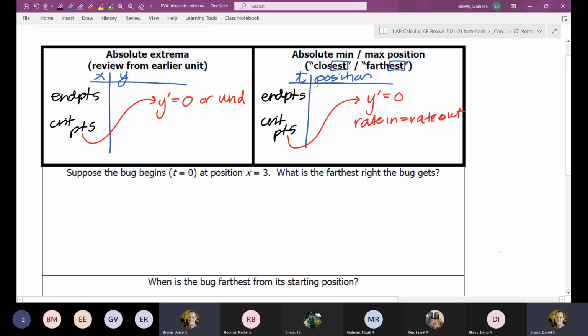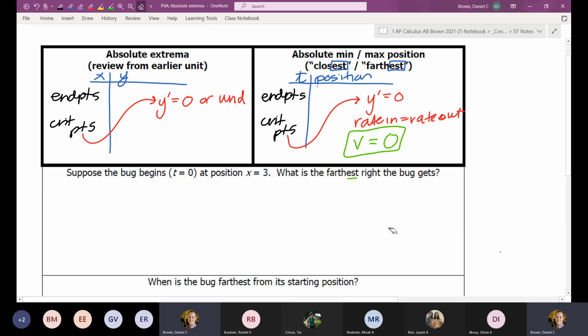What's the equivalent to y prime when we're talking about position, velocity, acceleration? Velocity. So the critical points for this problem are going to be when the velocity is equal to 0. And that's the main thing we want to find to go on our critical points here. So the question I have, I left it with that same initial condition. Suppose the bug is beginning again, t is equal to 0, x is equal to 3. What is the furthest right the bug is going to get?